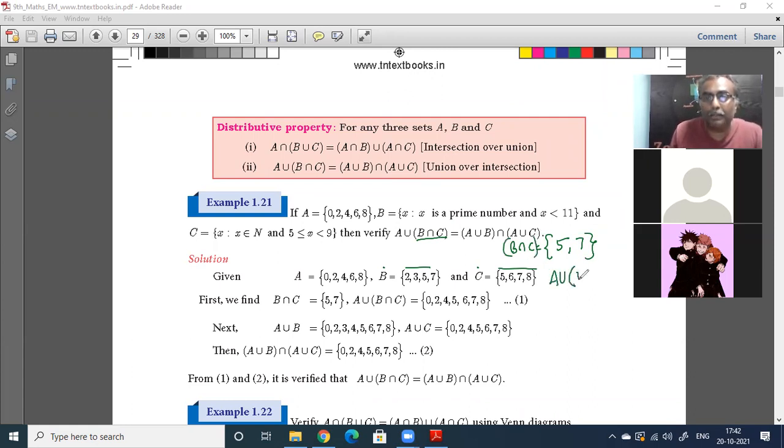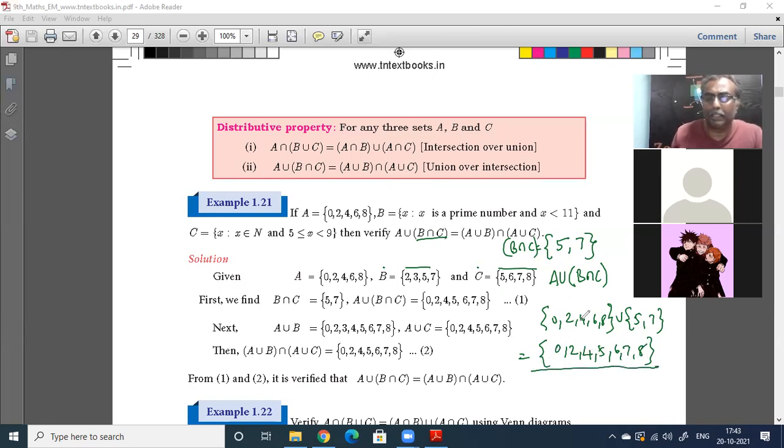Then A union B intersection C. What is that? 0, 2, 4, 6, 8 union 5, 7. What is the union of these two? It is 0, 2, 4, 5, 6, 7, 8. Correct. Very good. So this is also done.